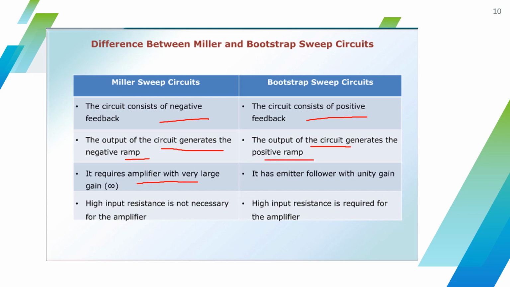The Miller circuit requires an amplifier with very large gain. The bootstrap circuit has an emitter follower with unity gain. High input resistance is not necessary for the amplifier in the Miller circuit. Here, higher input resistance is required for the amplifier. These are the basic differences between Miller and bootstrap sweep circuits.